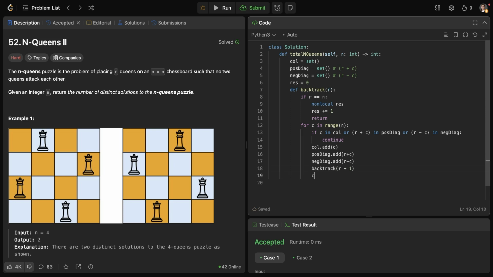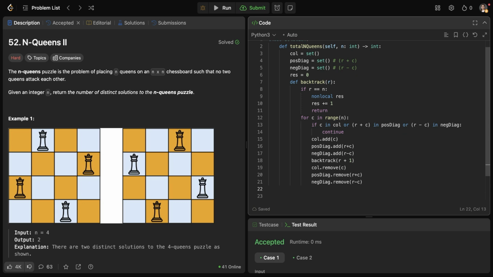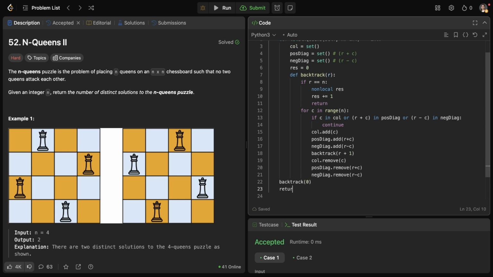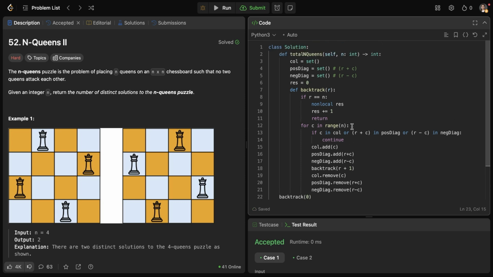And finally, I'll do some cleanup. Column dot remove the column which I just added. Positive diagonal dot remove r plus c, which I just added. Negative diagonal dot remove r minus c. That's how you do the cleanup in backtracking. And finally, you just have to call this backtracking function outside the backtracking, starting from 0th row, and then return the result. This is your entire code.